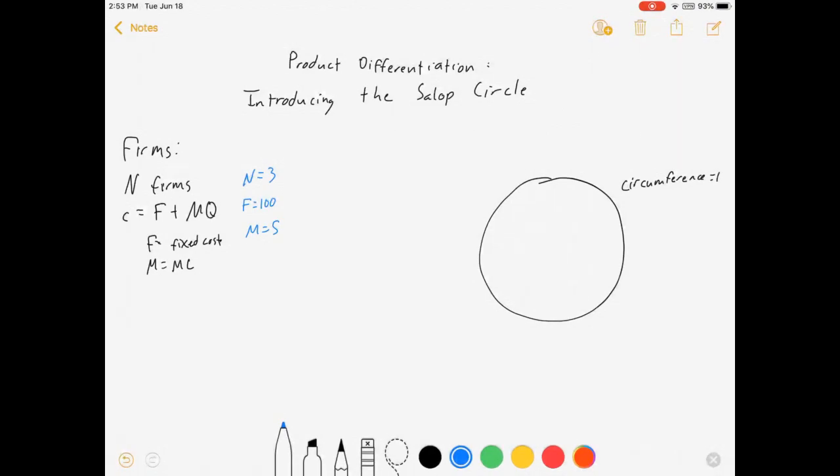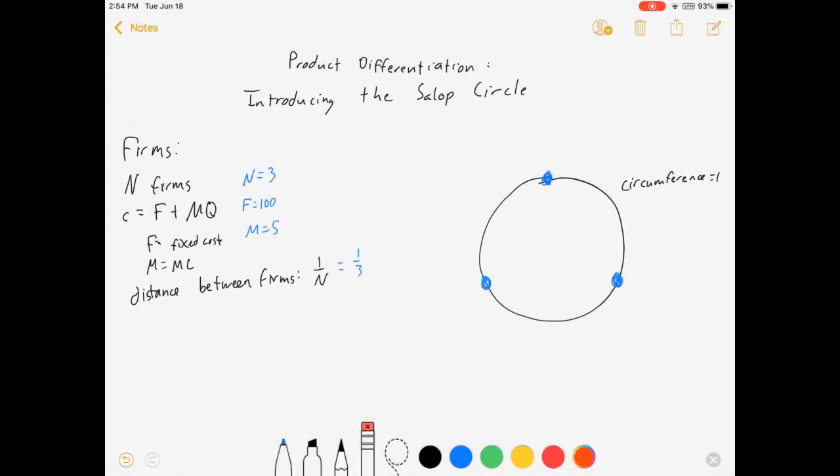Now, I already told you, I'm assuming that these are symmetric firms. They all have the same cost function. The distribution of consumers is equal. We can trust that they're going to place themselves equally around the circle. So here's where one firm will locate. Here's where another firm will locate. And here's where the third firm will locate. There is 1/3 distance between them. Distance between firms is 1 over N, so 1 over 3. Okay, now with all that said, we've pretty much introduced our firms.